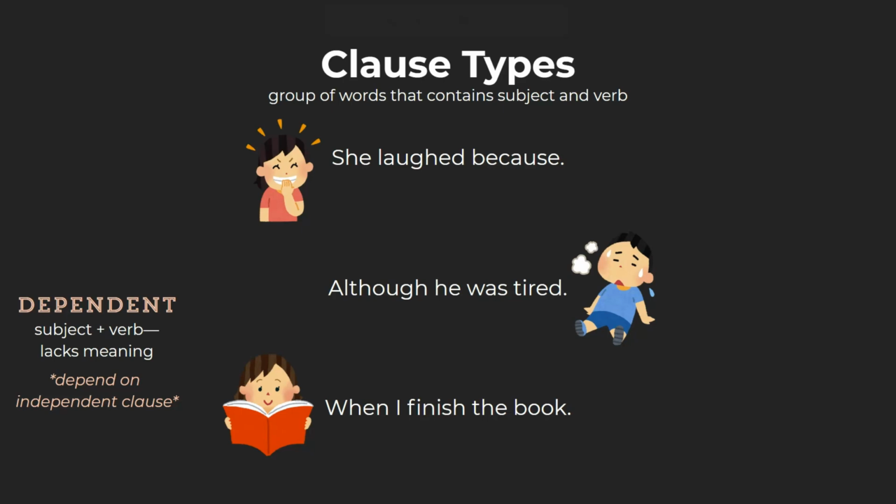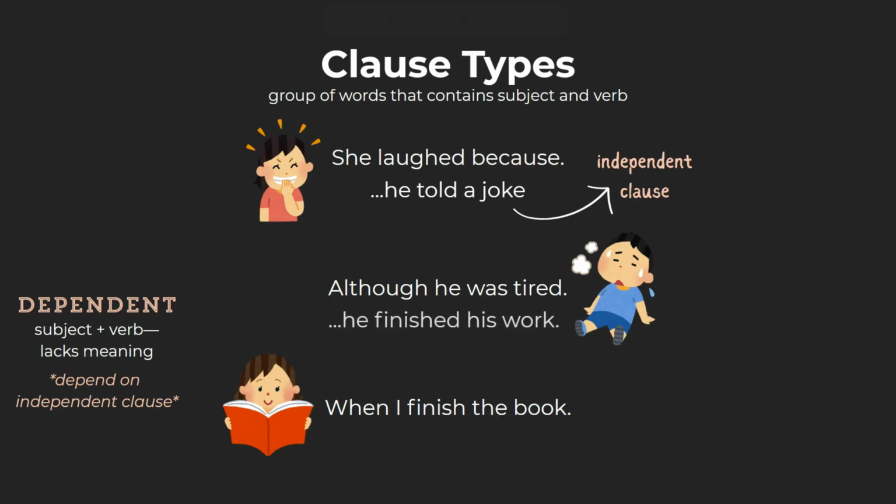Let's use our sentences as examples. "She laughed because he told a joke." He told a joke is an independent clause and can stand on its own as a sentence. For further examples, we could finish our remaining sentences with, "Although he was tired, he finished his work," or "When I finish the book, I will watch the movie." Once again, we see that he finished his work and I will watch the movie are independent clauses.